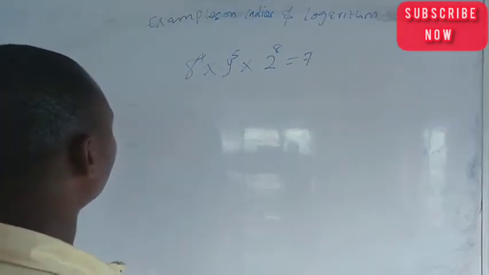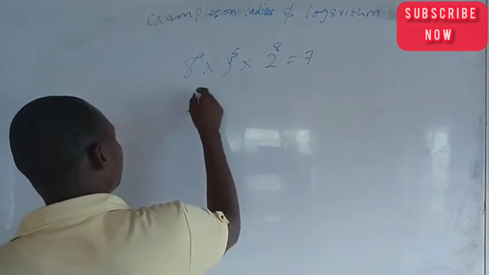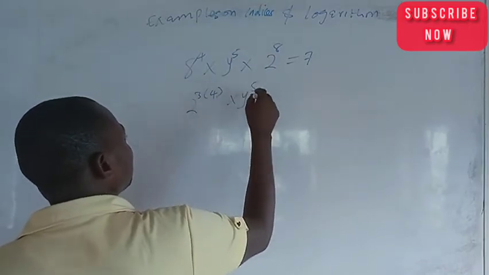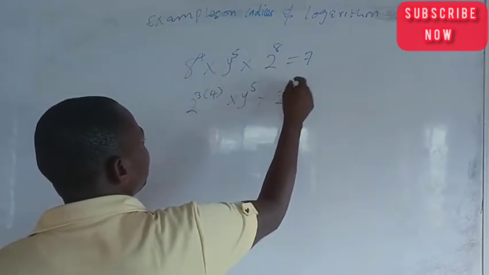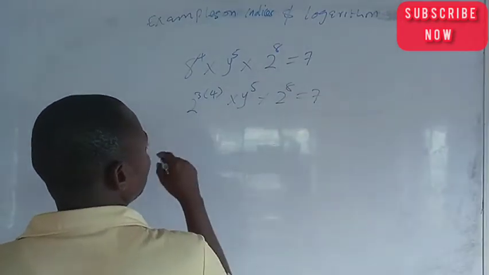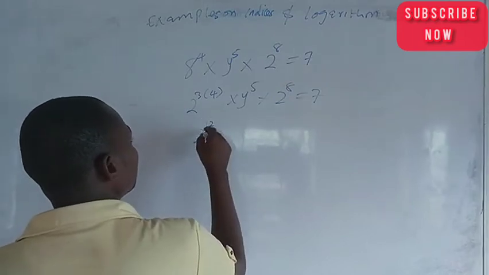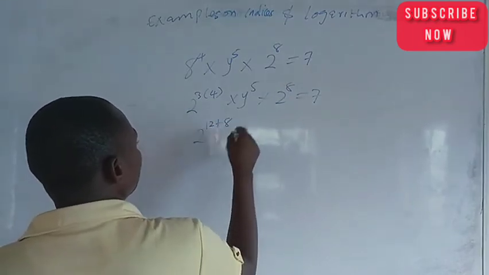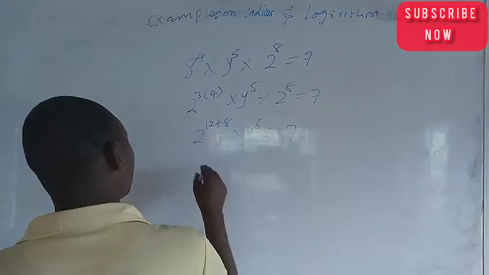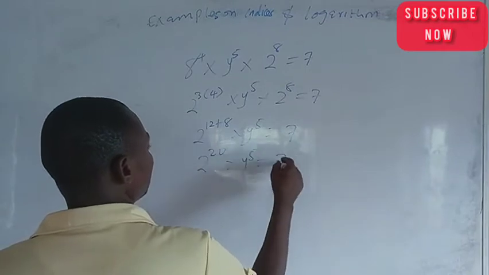So according to the law, we just break it up: that is 2 raised to the power 3 into 4, and y raised to the power 5, and 2 raised to the power 8 equals 7. So this gives us 2 raised to the power 12 plus 8, and y raised to the power 5 equals 7. So 2 raised to the power 20 times y raised to the power 5 equals 7.